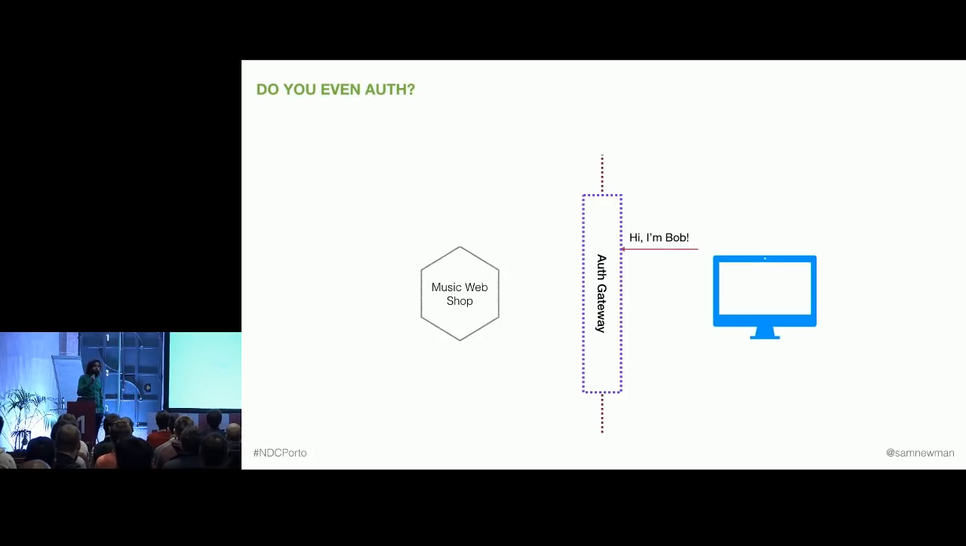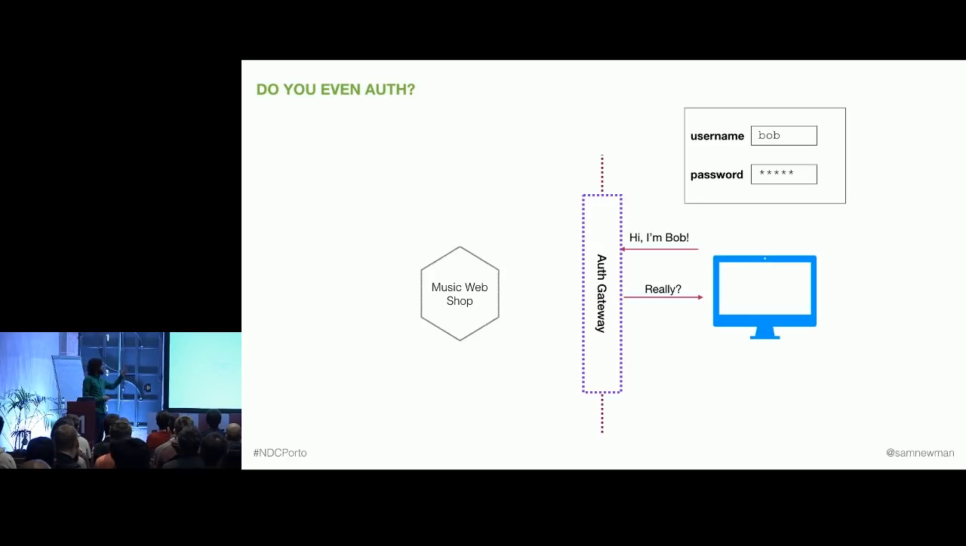So let's go through a simple flow. Bob logs in, says, hi, I am Bob. And the auth gateway says, really, prove it. So I get redirected, and I have to enter my information in some sort of login field. I say, yes, I really am Bob. You can tell because here's my password, capital P, @55W. I type that in, and the auth gateway says, OK, fine, you're allowed in. So now I've authenticated myself. I am who I say I am.